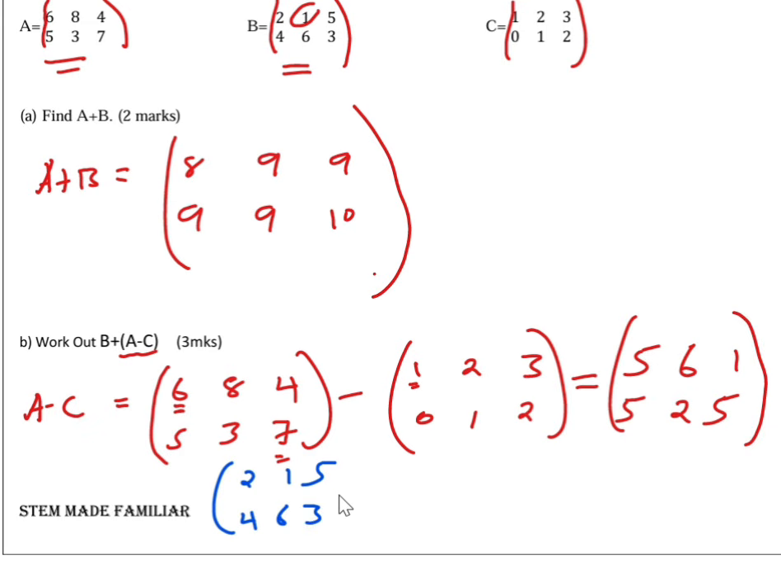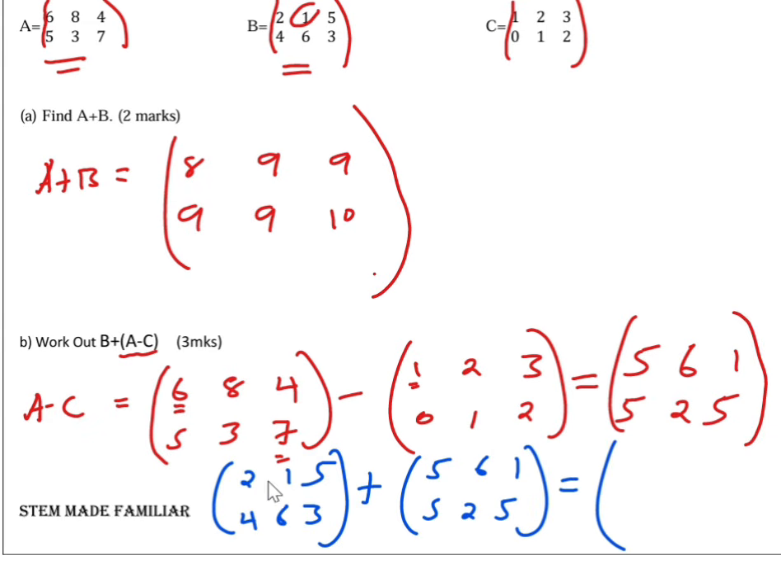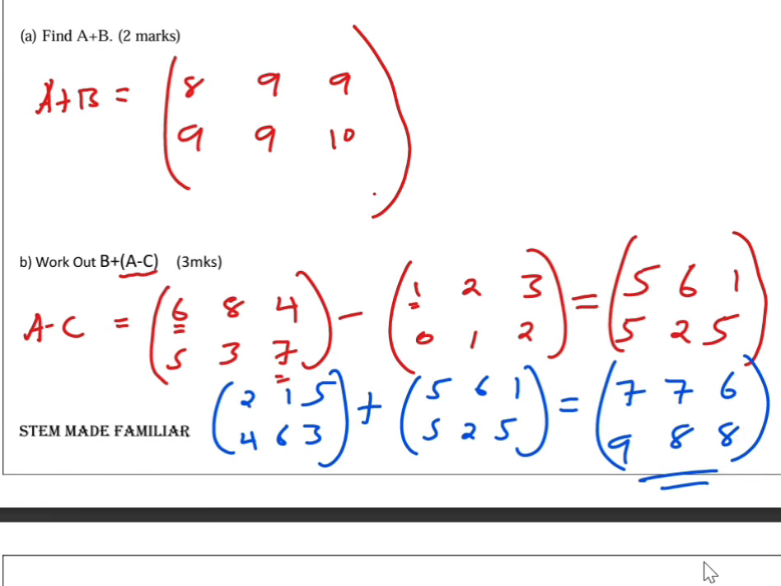463. Now plus A minus C ndio hii hapa. Plus here we have 561 and 525. So we add again. So we add quickly. Let us add quickly. Tumalize hiyo. So we add 2 plus 5 ni 7. 1 plus 6, 7. 5 plus 1, 6. Twende chini. 4 plus 5, 9. 6 plus 2, 8, 3 plus 5, 8. That is the answer. So we score those 3 marks.